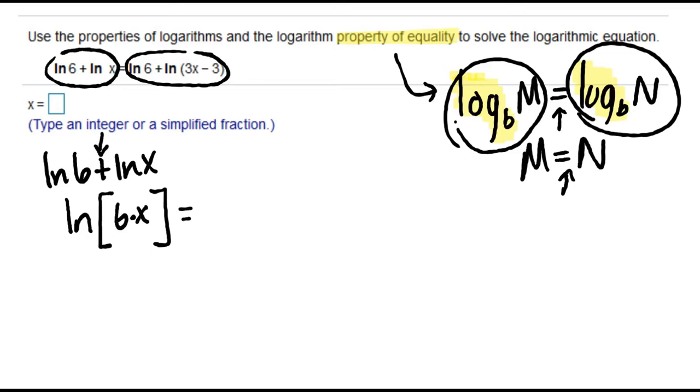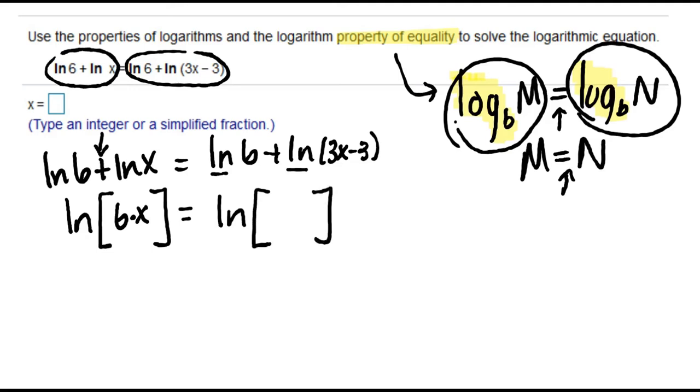On the other side, I have natural log 6 plus natural log of 3x minus 3. I have natural log on both of them, so I can condense. And when I condense, I'm either going to use multiplication or division. Because of the addition here, I'm going to use multiplication to condense. So that would be 6 times 3x minus 3.